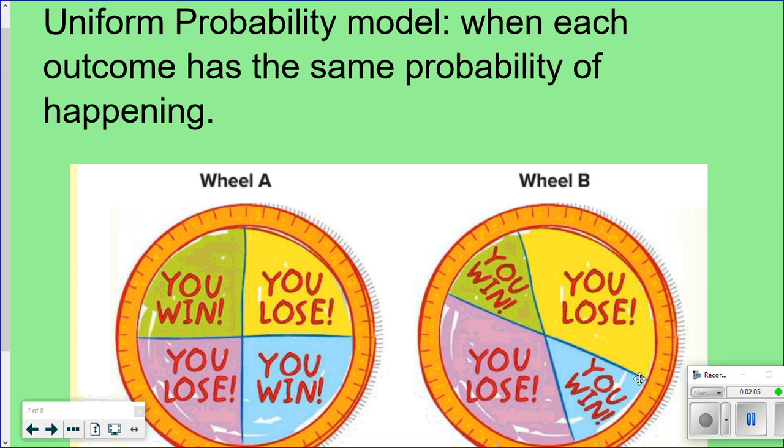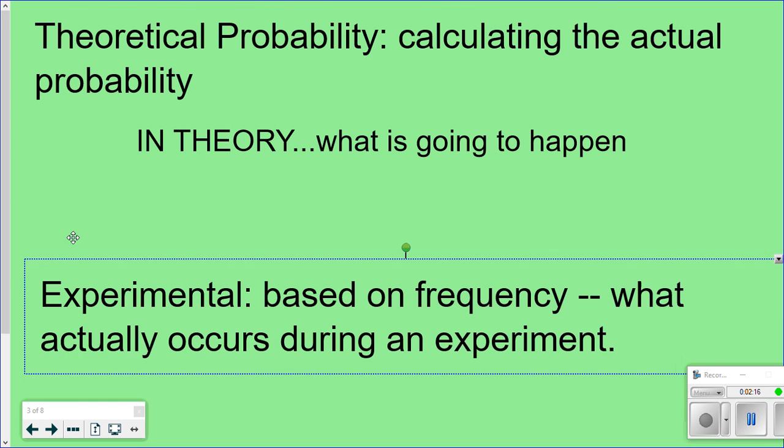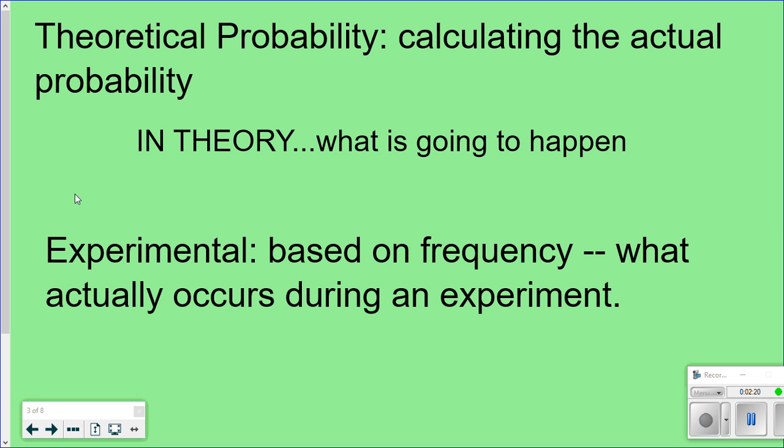Your two definitions for theoretical and experimental are next. If I can find my cursor here. All right, so theoretical probability and experimental. I'll explain both when you're done writing.